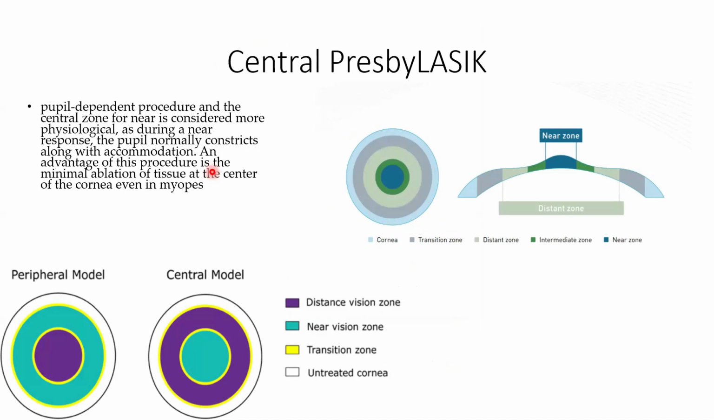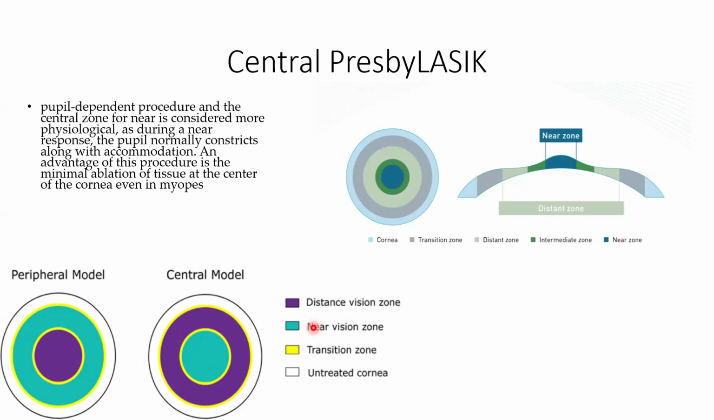So central presbyLASIK by itself means that there is a central near area, then a transition zone, then the distance vision area, and then there is untreated cornea. So the central near zone is steep. Then we have an intermediate zone which is relatively steep, and then the distance zone which is flat. And after that, there is a transition zone.